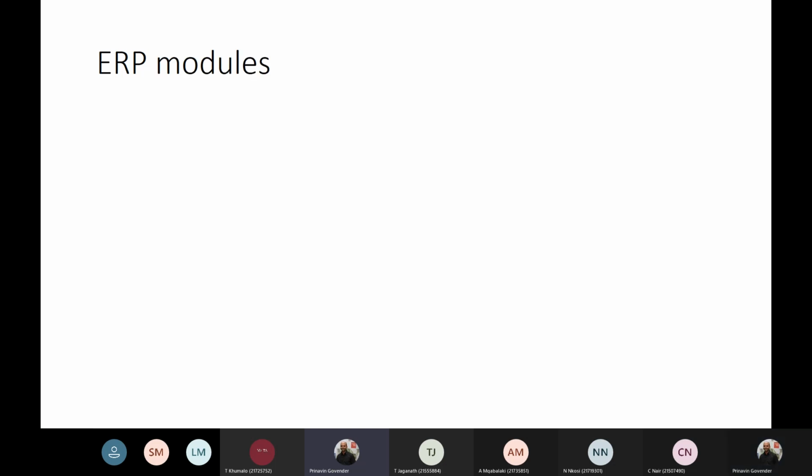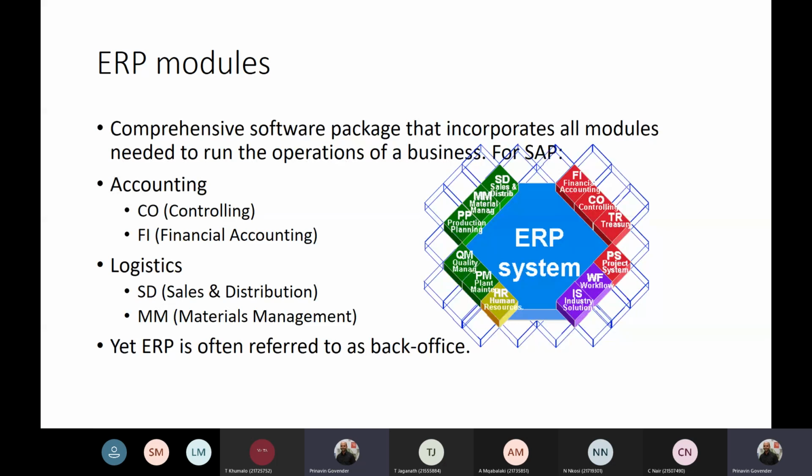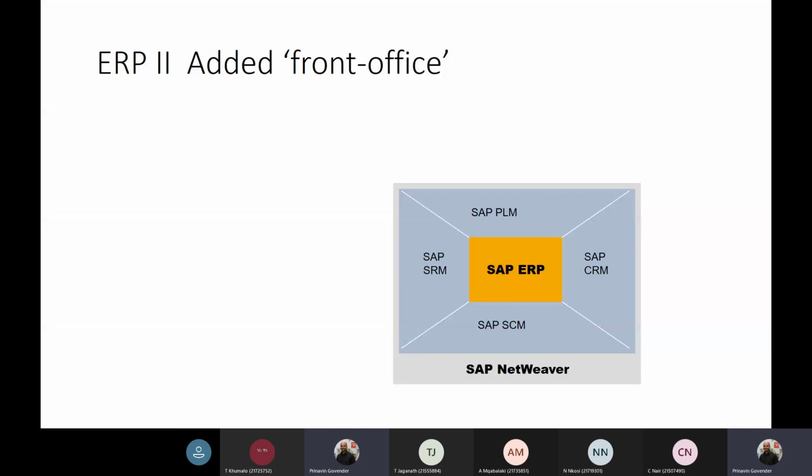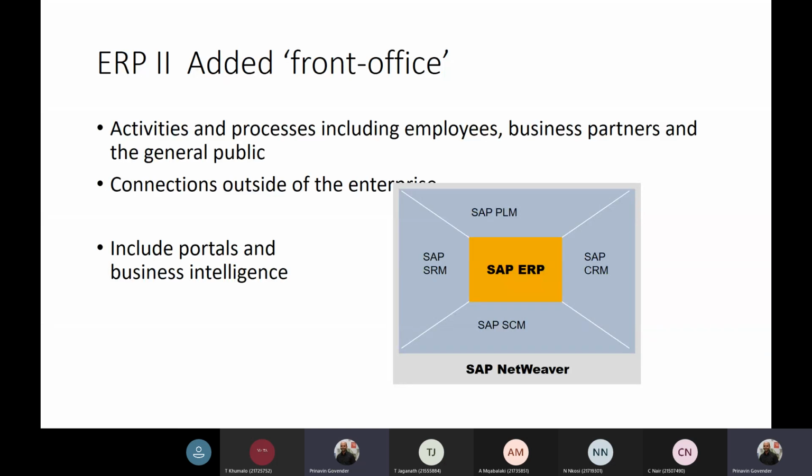Right. What are some of the modules in terms of the ERPs? We have accounting, logistics, materials management, sales and distribution. Oh, and like I said, this is such a new thing to me. They are actually including social media as part of the marketing strategies in an ERP module. Right. There's the ERP2 front-end office. Activities include the employees, business partners, and the general public.